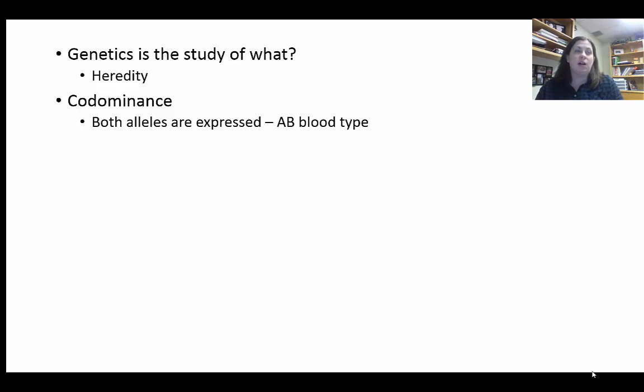We need to know about codominance. Codominance is where both alleles are expressed. One is not dominant over the other. And one of the best examples we've talked about in class is AB blood type. If you're AB, you have A protein and you have B protein. You have both. So they're codominant. It's AB blood.